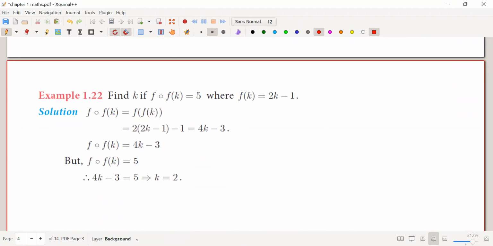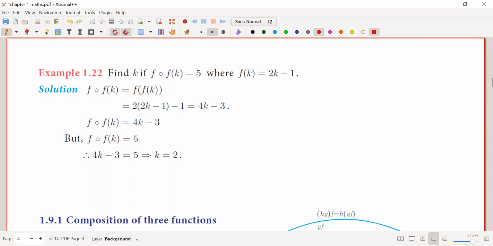Substituting the value for k. Here also, find k. They are given that f of k is 5, where f of k is 2k minus 1. So f of k, substituting 2 into f of 2k minus 1. I had to apply 2k minus 1 again in the place of k. So that's why it comes as 2 into 2k minus 1 minus 1.